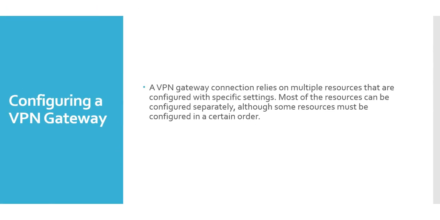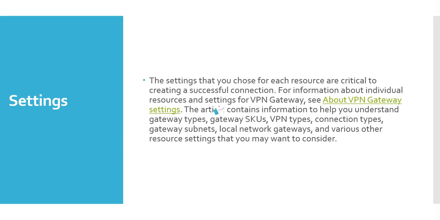Configuring a VPN gateway. A VPN gateway connection relies on multiple resources that are configured with specific settings. Most of the resources can be configured separately, although some resources must be configured in a certain order. For example, settings. The settings that you choose for each resource are critical to creating a successful connection.